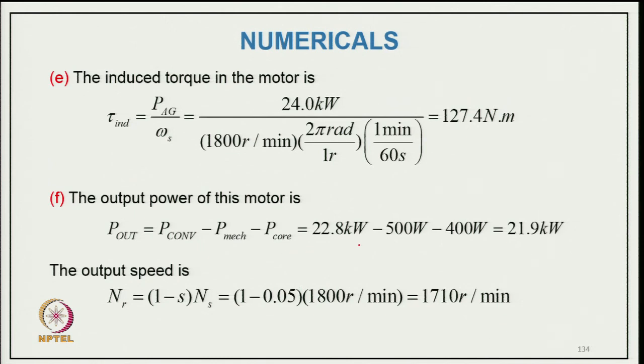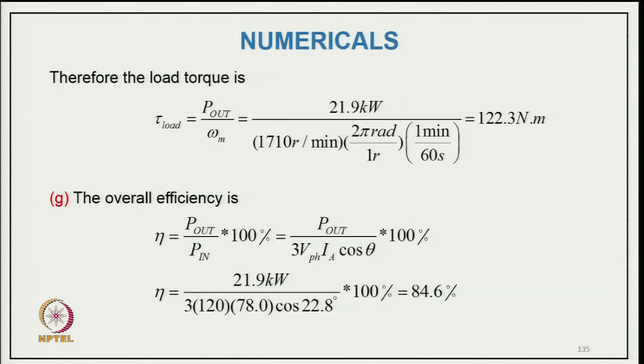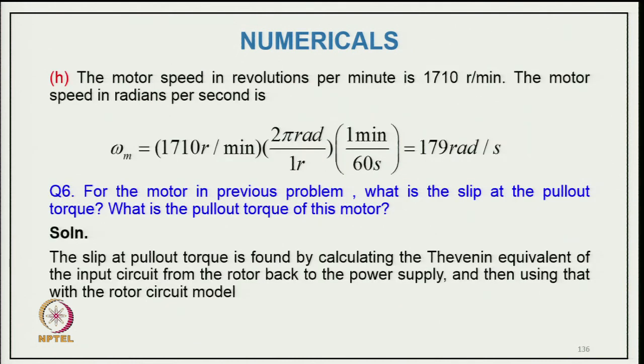The output power of this motor is P out equal to P converted minus P mechanical minus P core, putting the value, it comes to 21.9 kilowatt, and the speed will be Nr equal to (1 minus s) into Ns, putting the value, it comes to 1710 rpm. Now load torque is P out upon omega, putting the value, it comes to 122.3 Newton meter, and overall efficiency is P out upon P in, it comes to 84.6%, and the motor speed in revolutions per minute is 1710. The motor speed in radian per second will be 1710 rpm times 2 pi times 1 minute upon 60, so it comes to 179 radian per second.